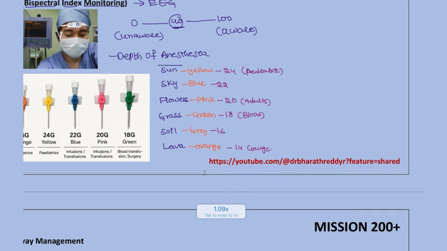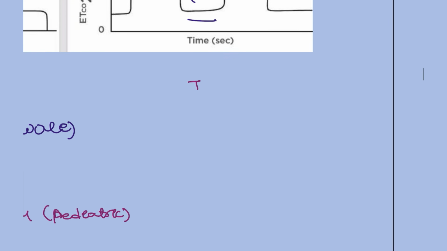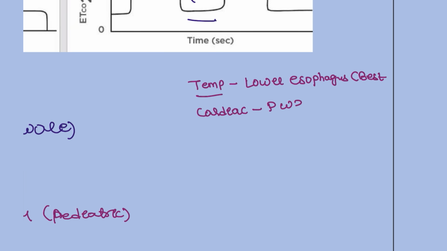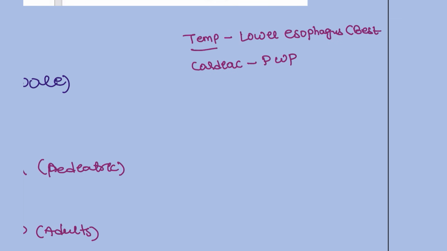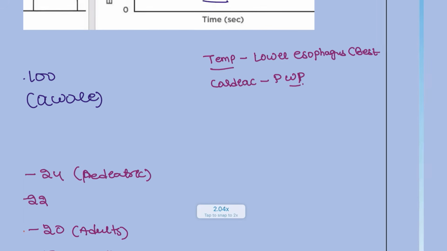Next, some of the other important points. If you monitor the temperature, where is the best site to monitor it? The best site is the lower esophagus. But in patients undergoing cardiac surgeries, you can use the pulmonary artery catheter, a separate catheter, with the help of which you can use the pulmonary wedge pressure device. But the pulmonary wedge pressure is associated with complications, that is pulmonary artery rupture, or the patient can also have pneumothorax. This question can also be asked, guys.